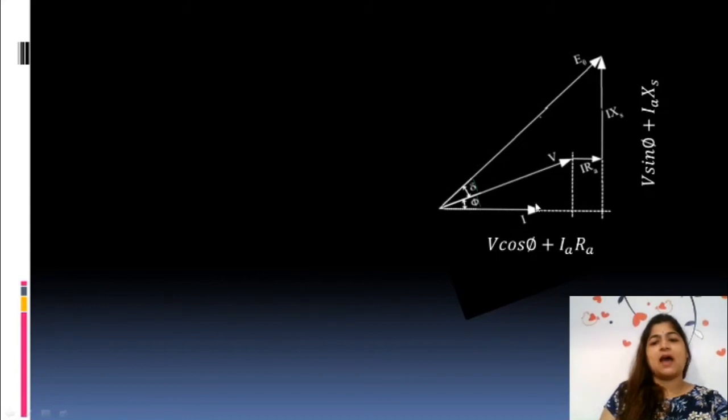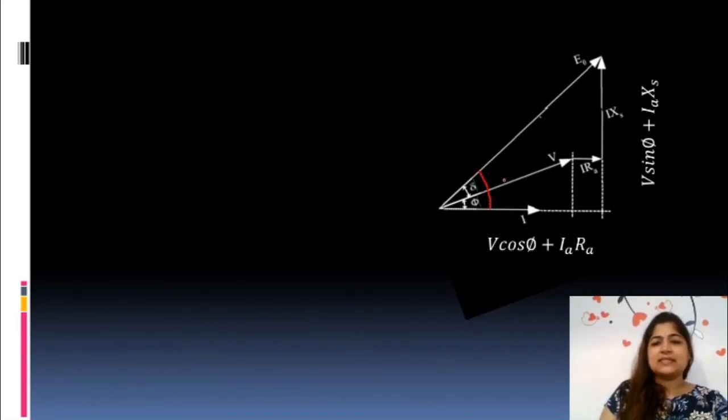V is there. I is lagging V by angle phi. Then IARA is in parallel with I. IAXS is in perpendicular with IARA, and E naught is drawn. Okay. ठीक है, मैंने इसको थोड़ा simplify कर दिया, and also I have drawn it in a right angle triangle, तो it is very visible that it is a right angle triangle. And now looking at this right angle triangle, you need to find out this particular angle, ठीक है, which is phi plus delta.